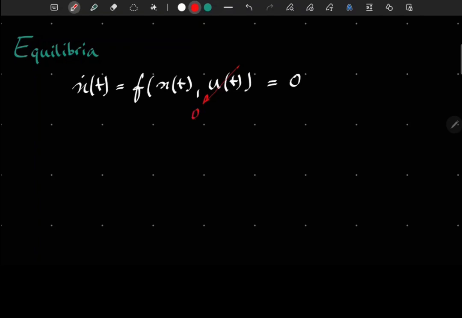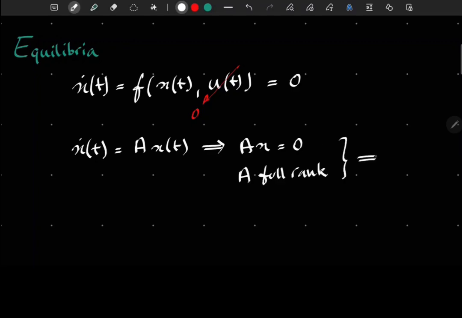In the case of linear systems, we have that f is just the product of the matrix A times x. So if A is full rank, our equilibrium equation, which is A times x equals 0, will just give the solution x equals 0. When A is not full rank, we might have slightly more complicated cases, but we won't consider them for now.